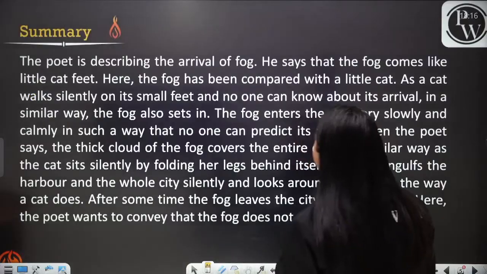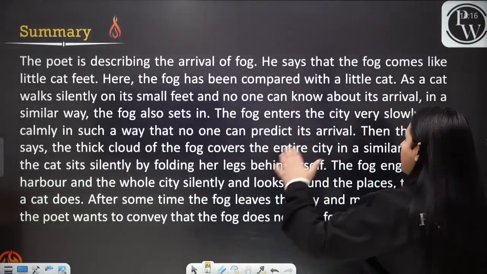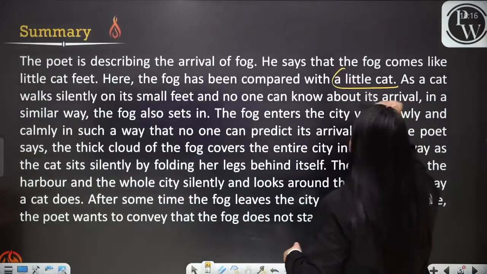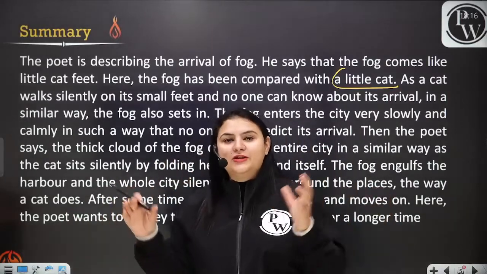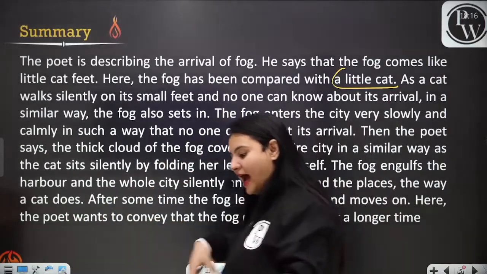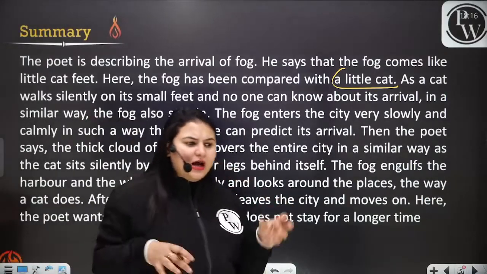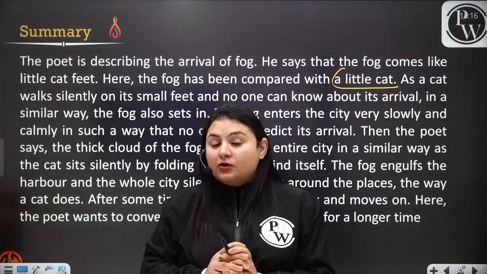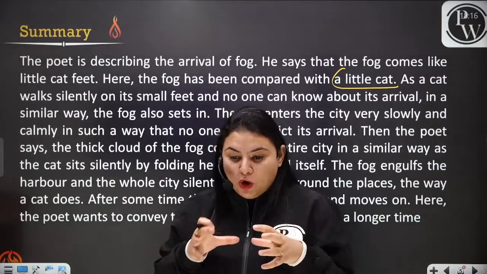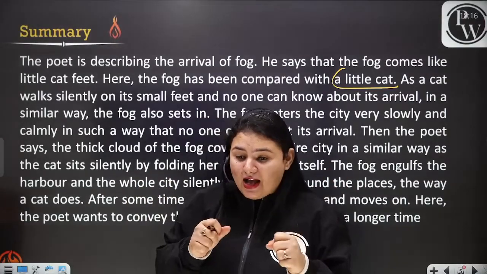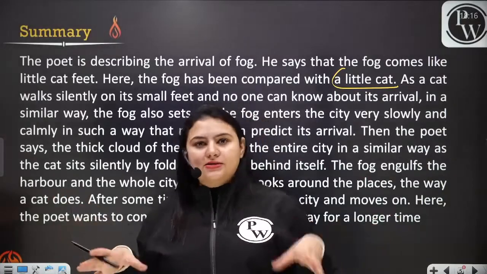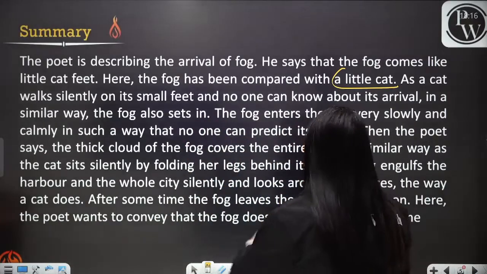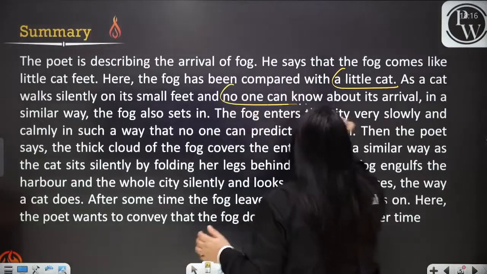The poet is describing the arrival of fog. He says that the fog comes like little cat feet. Here, the fog has been compared with a little cat. Like a cat walks very silently. When a cat comes, it comes so silently, it doesn't make any noise. Its body is quite under its control, and it walks in such a manner that nobody can predict its arrival. It walks silently on its small feet, and no one can know about its arrival.